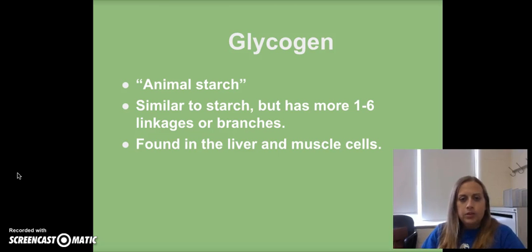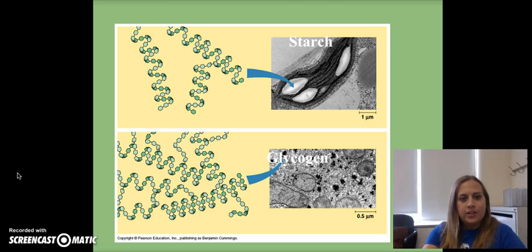And then our last example is glycogen, and this is essentially like animal starch. So we say that because it's similar to starch, but it has more 1 to 6 linkages or branches. And this is commonly found in liver and muscle cells.